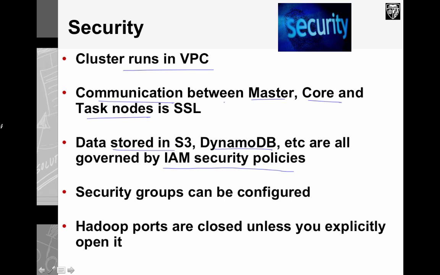There are also security groups that can be configured for the instances and for the master, core, and task nodes. The Hadoop ports are also closed by default unless you explicitly open them. There are a lot of ports open in Hadoop that allow the different machines to communicate with each other, but they shut all of these down and only allow the machines that need to communicate to talk to them using the VPC. So they have really locked down the cluster unless you explicitly open it by going into the network configuration.